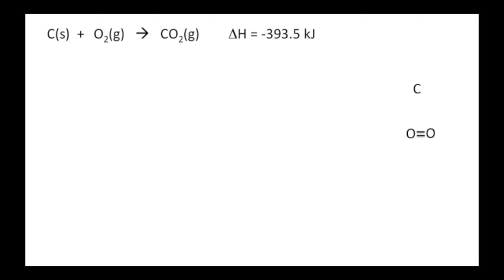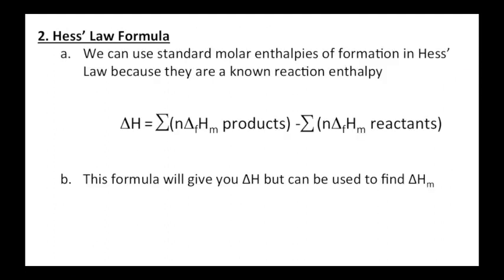And all that really means is this: when C and O2 combine and form the compound CO2, 393.5 kilojoules are given off. Okay, now here's our formula for today. Yesterday we simply manipulated equations and produced a desired equation, and then we did our calculation. Today we have this formula. This means the sum of the moles times the molar heat of formation of the products, subtract the sum of the heat of formation of the reactants.